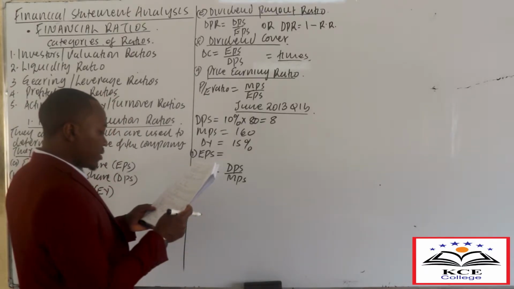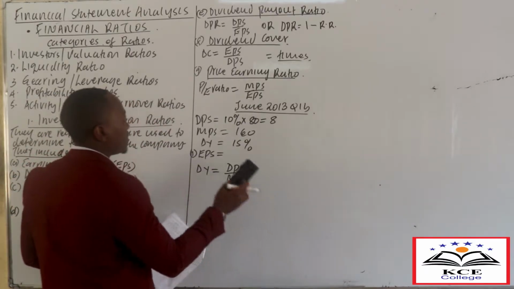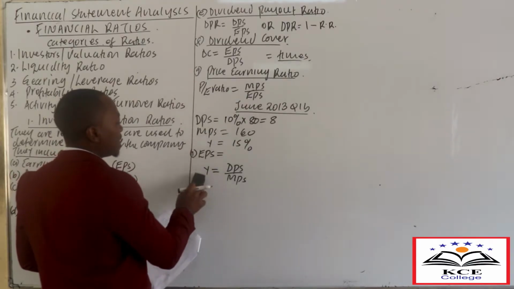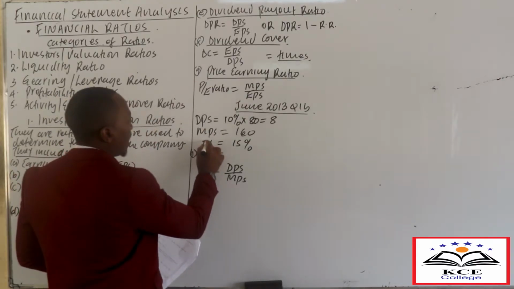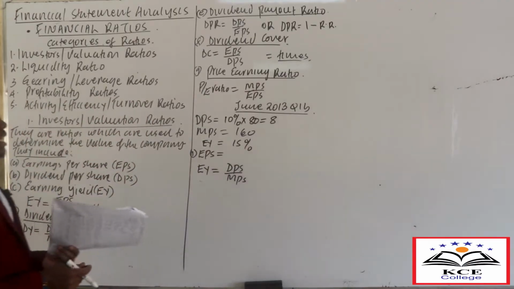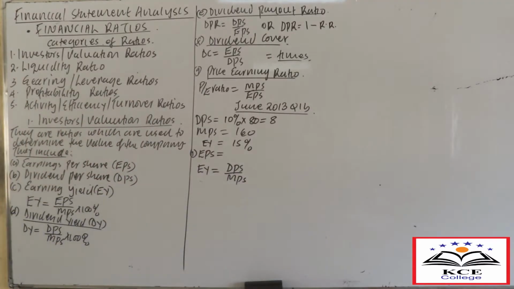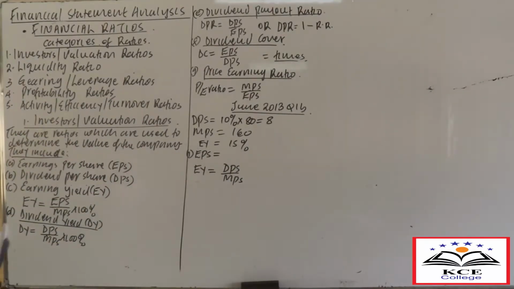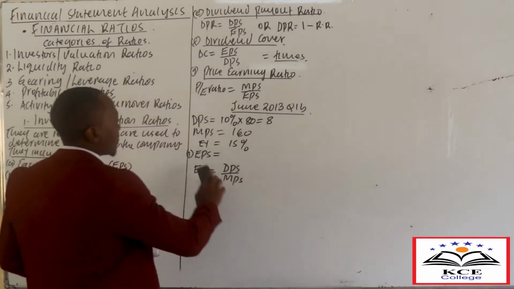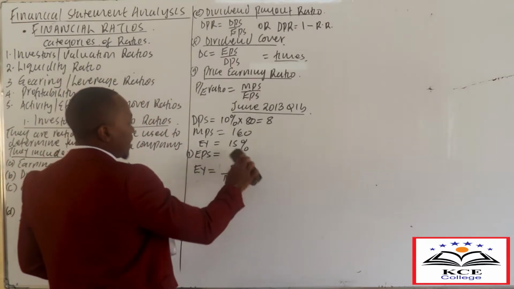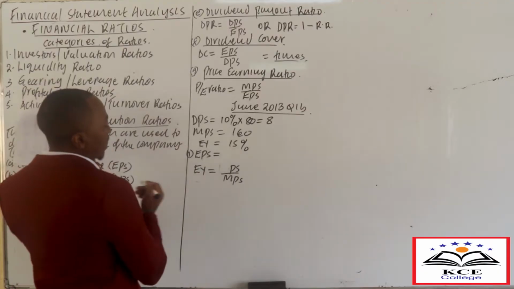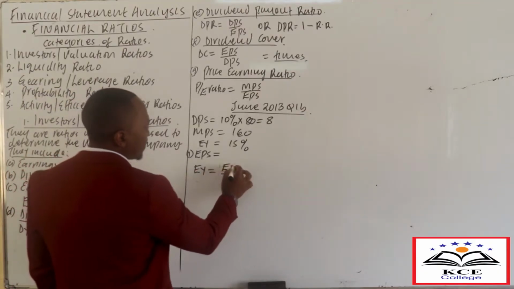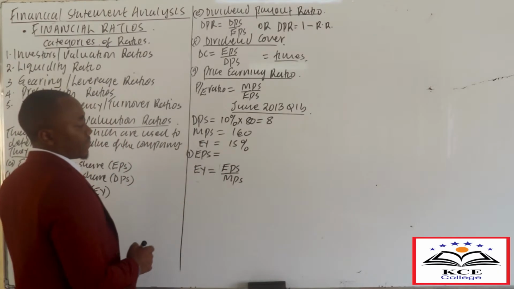Are you given the dividend? Sorry, this was the earning yield, not the dividend yield. So how do we get the earning yield? To get the earning yield, we say it's earnings per share divided by the market price per share.